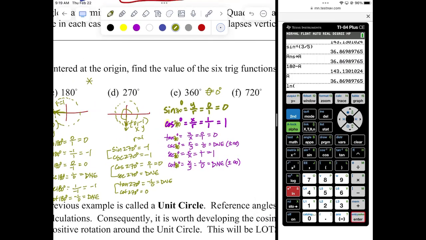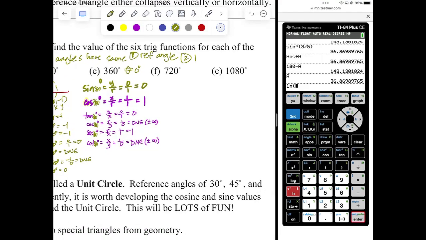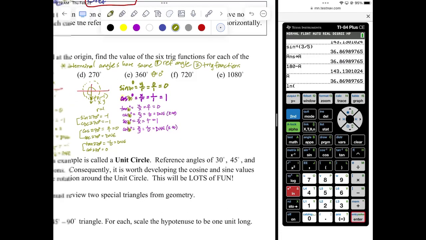Let's say that again. Coterminal angles have the same two things. Number one, the same reference angle. And number two, the same trig functions. Coterminal angles have the same reference angle and the same trig function.